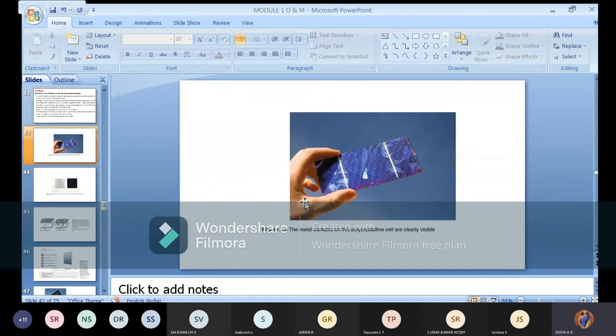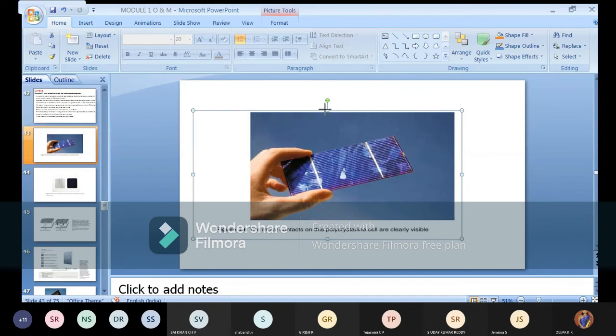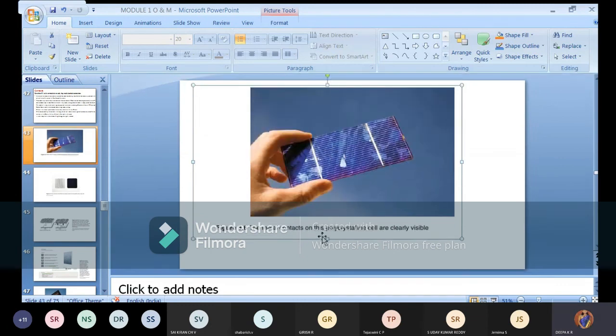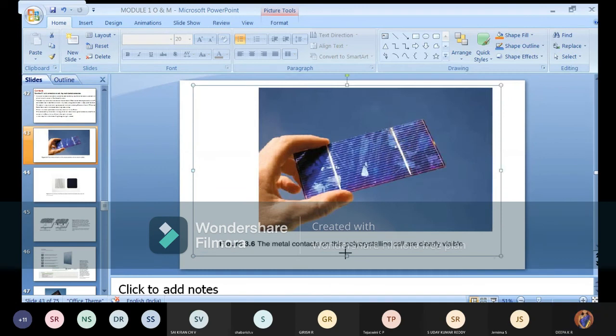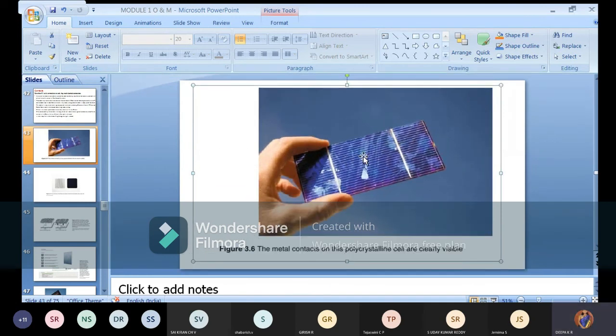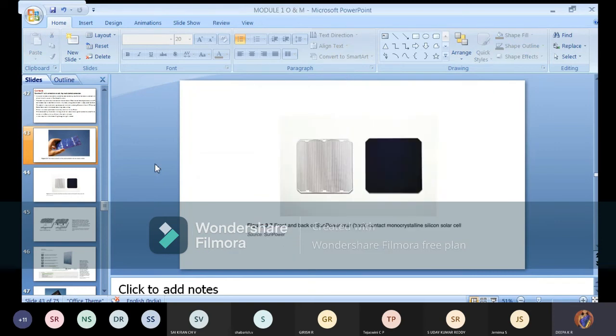So we have an example here. The metal contacts on the polycrystalline cells are clearly visible. Hope you can see the silver lines. Those silver lines are acting as contacts in poly. Is it visible? This line, polycrystalline lines, thin silver color lines are existing. These are the contacts of polycrystalline.